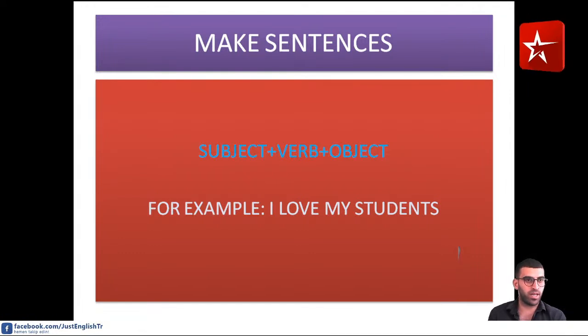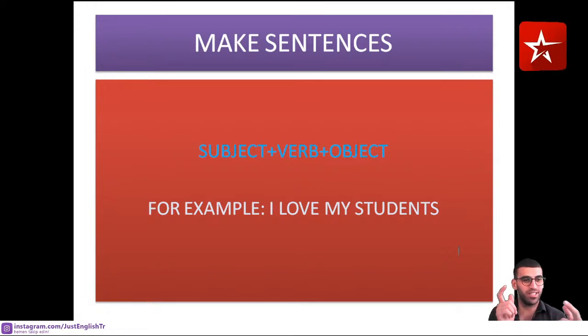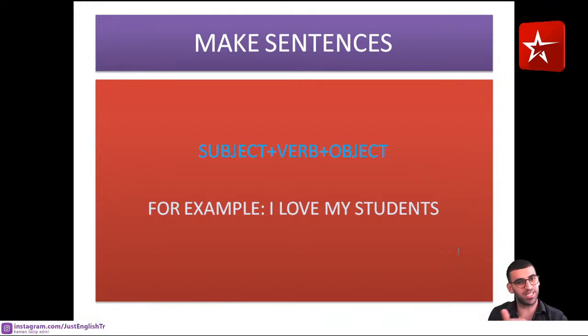By the way, guys, the second part will be more interesting than the first one because we will practice. We will practice how to make these long sentences, and I will show you the differences between short sentences and long sentences. What's the difference between short sentences and long sentences? How can we make it longer?